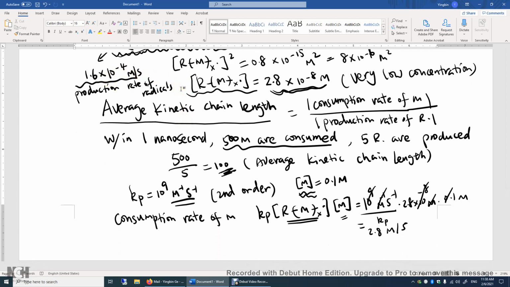I'm going to write it here. The production rate of radicals is 1.6 times 10 to the power of negative 4, also molar per second. So again, if you're talking about reaction rate, it's always in molar per second. But if you're talking about rate constants, well, it depends on the order of the reaction.